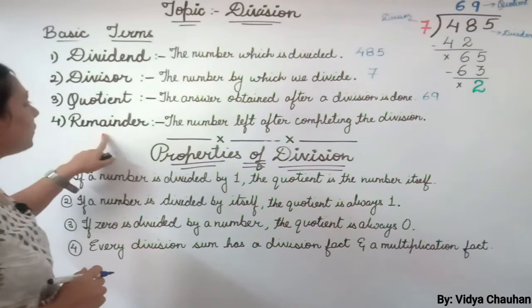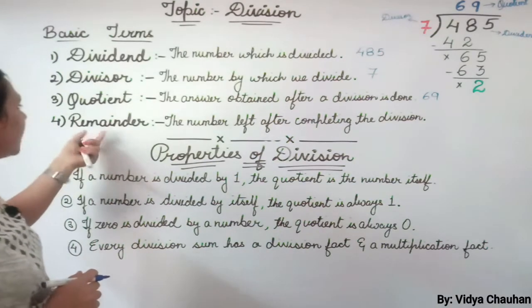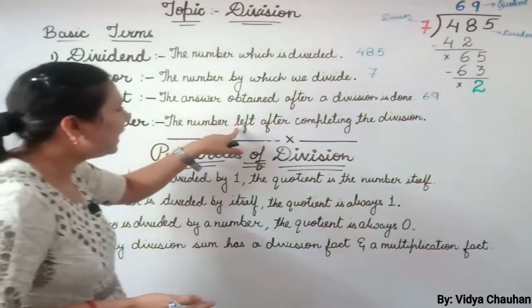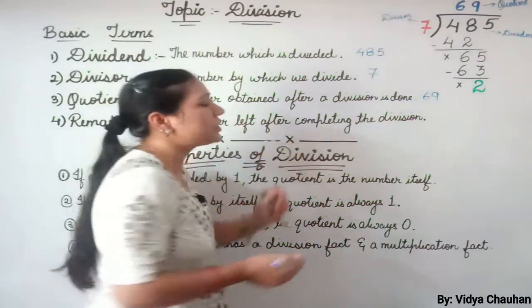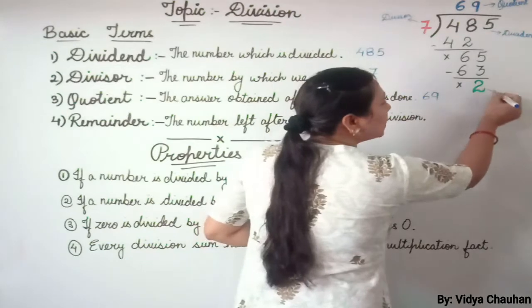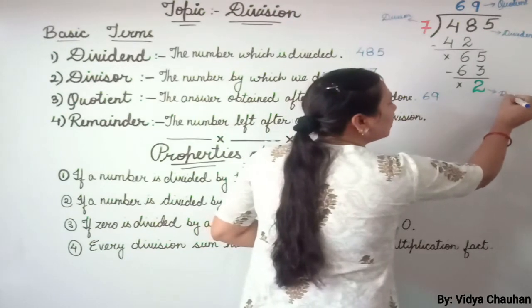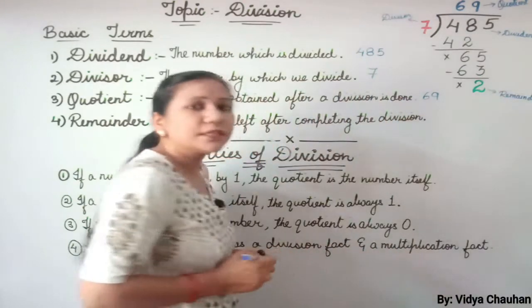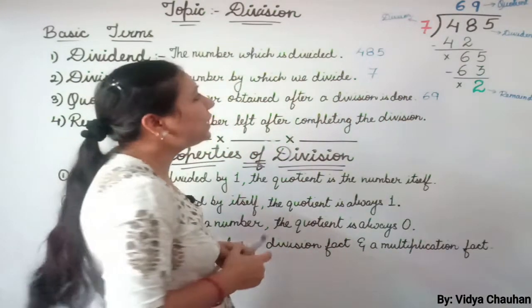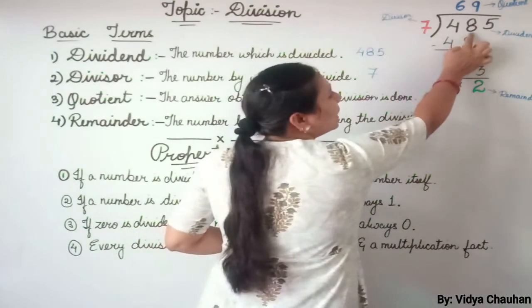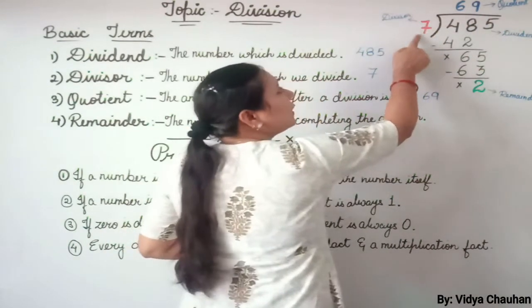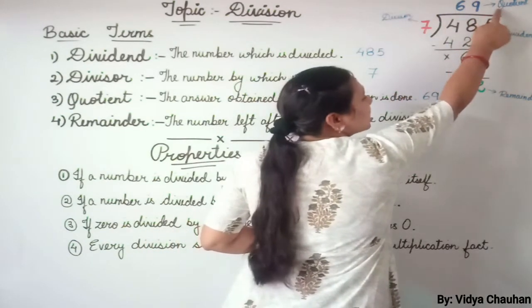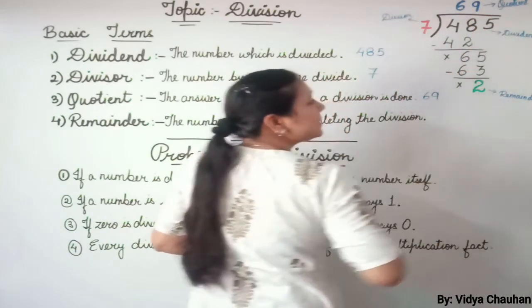The last is our remainder, and remainder, as the word means, remain, whatever is left. So the number left after completing the division is called remainder. What is our remainder here? The remainder for this division process is 2. So once we have divided 485, which is our dividend, by divisor 7, the quotient we get is 69 and remainder is 2.